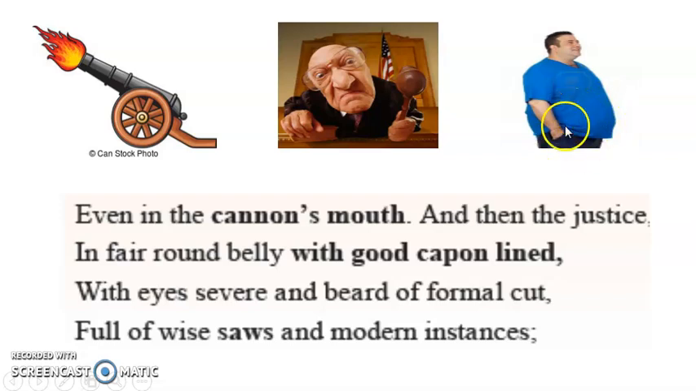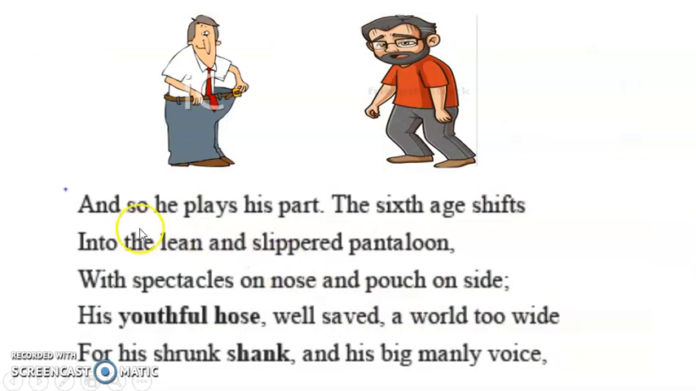So he's put on a round belly, and with eyes severe and beard of formal cut, full of wise saws and modern instances. Now this is the age when he is stern and formal and full of wisdom. He is keen on justice, okay, and he is full of wise sayings. Wise saws, that wise saw means what? Wise sayings, and gives modern examples. Instances meaning examples. And so he plays his role. That is the fifth stage.